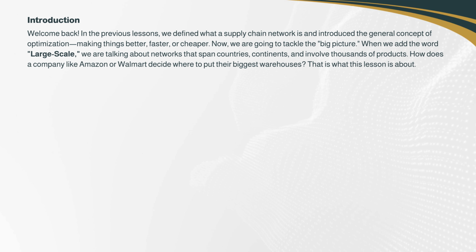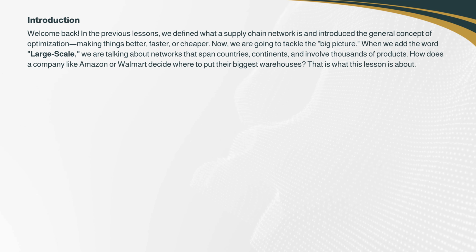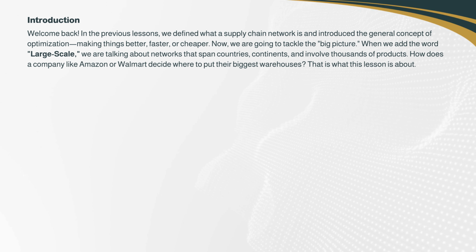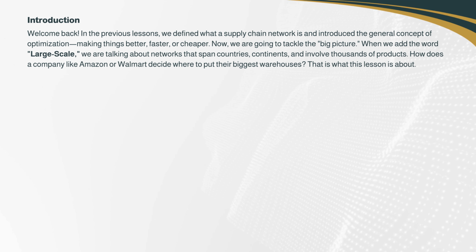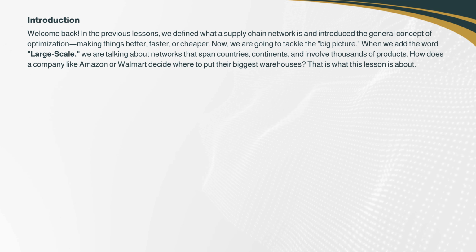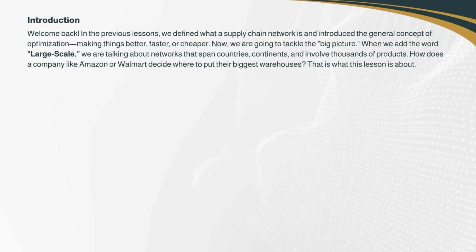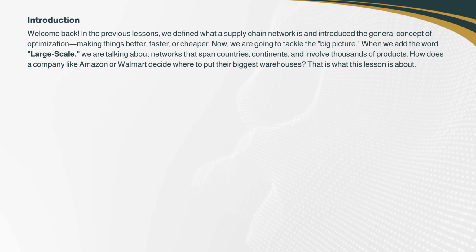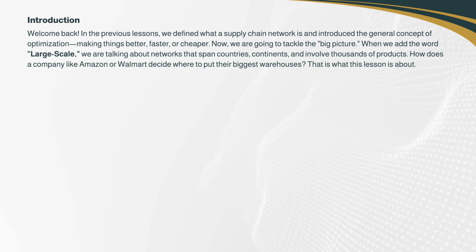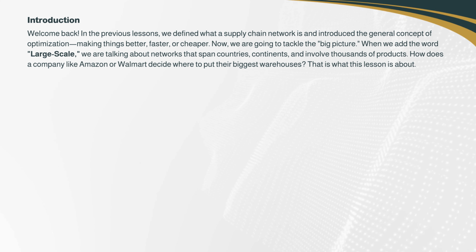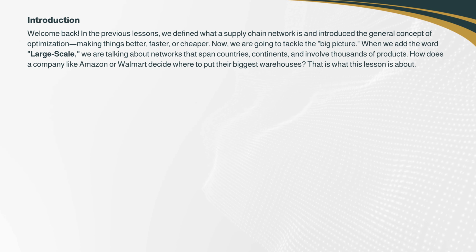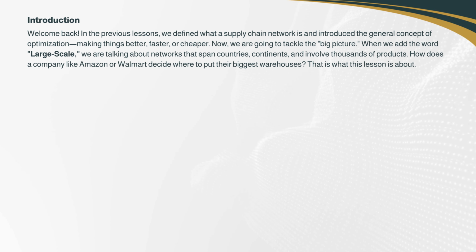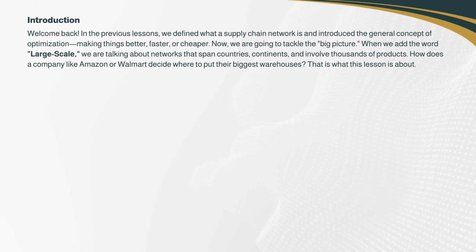Introduction. Welcome back. In the previous lessons, we defined what a supply chain network is and introduced the general concept of optimization, making things better, faster, or cheaper. Now, we are going to tackle the big picture. When we add the word large scale, we are talking about networks that span countries, continents, and involve thousands of products. How does a company like Amazon or Walmart decide where to put their biggest warehouses? That is what this lesson is about.